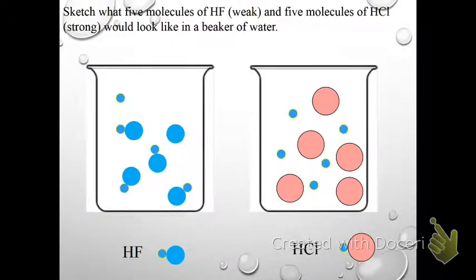So for your HCl, it should be completely dissociated, nothing connected. For your HF, generally when you've got 5, you're going to draw one dissociated, the other 4 left together. Okay, so you would keep them connected. Okay, any questions on that?